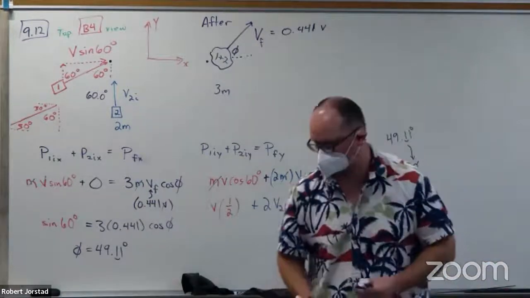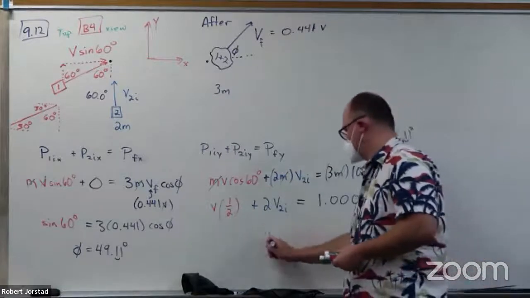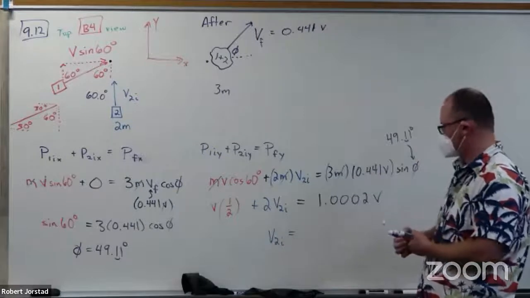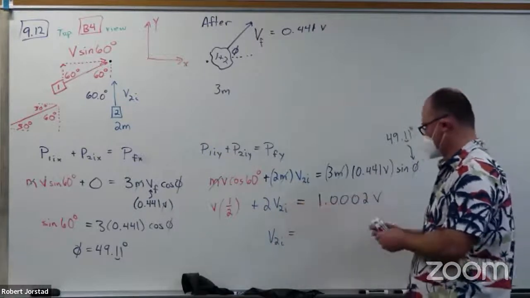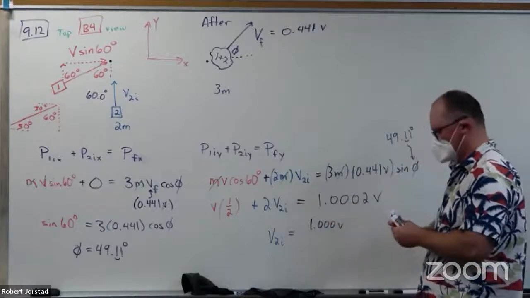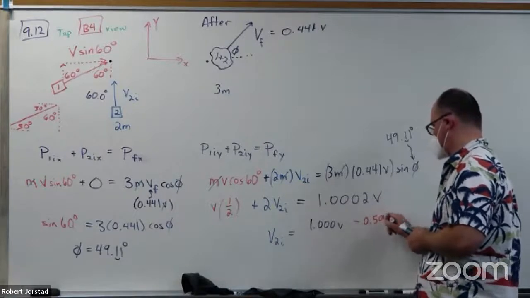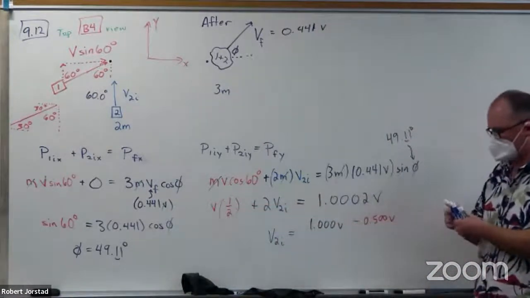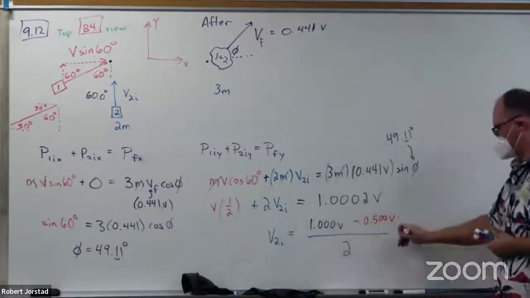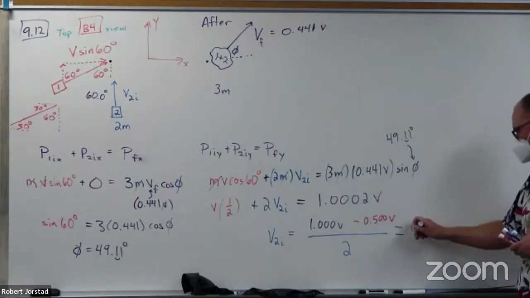All right, at this point, it's pretty easy to solve for V2, right? Take a look. Well, I don't want to screw this up. Basically, it's 1.000V minus 0.500V. That's a half. Bring it to the other side. I'm going to divide it all by 2. So what do you get? 0.25. Yeah.